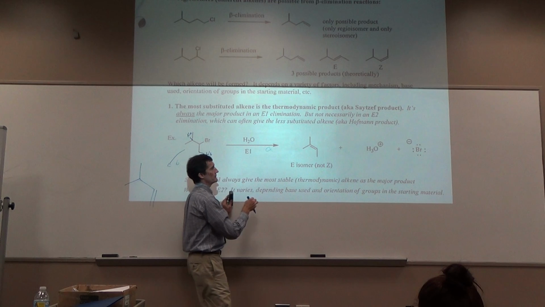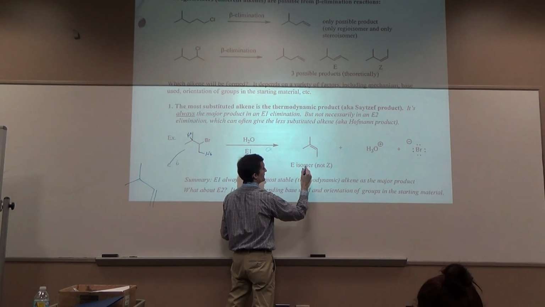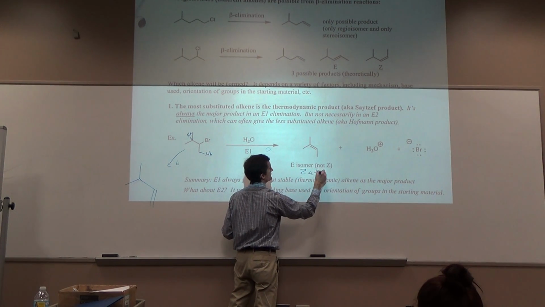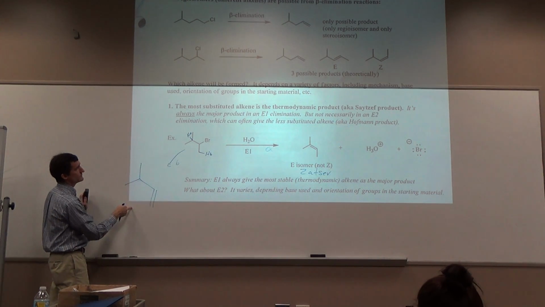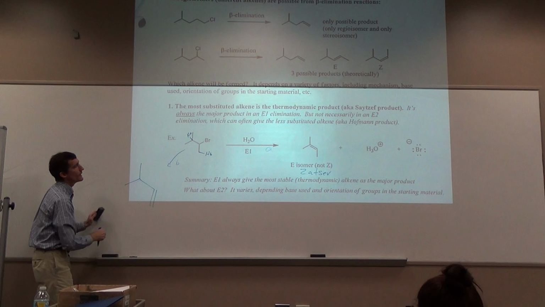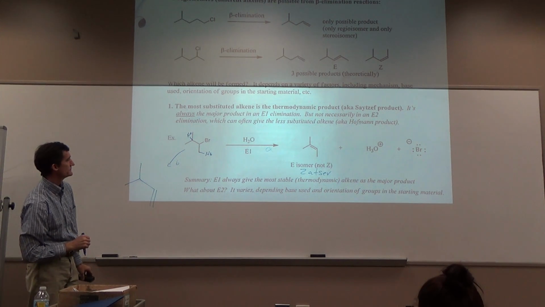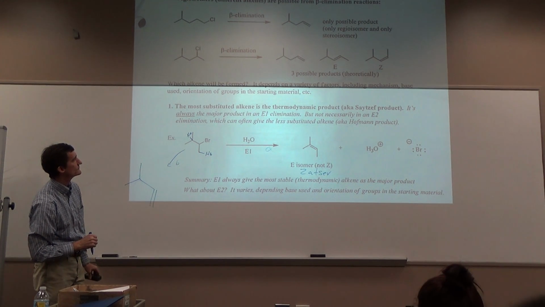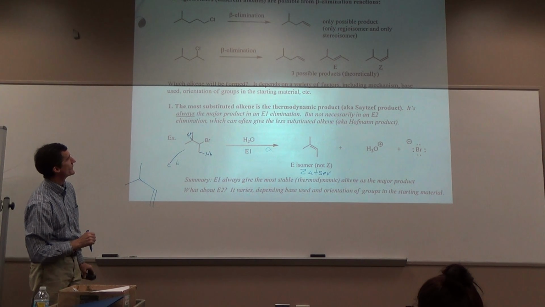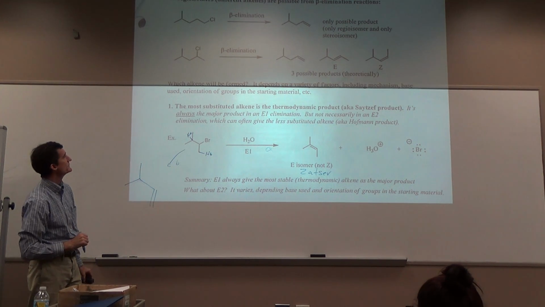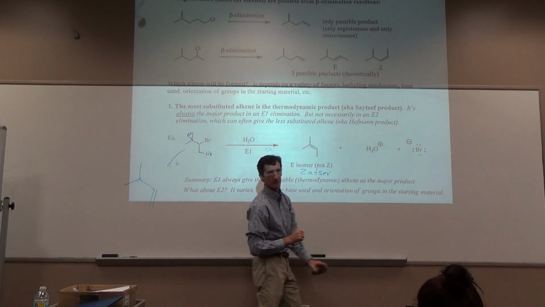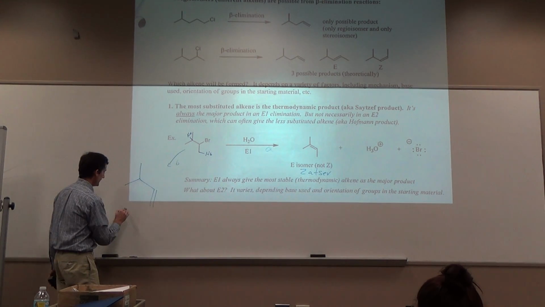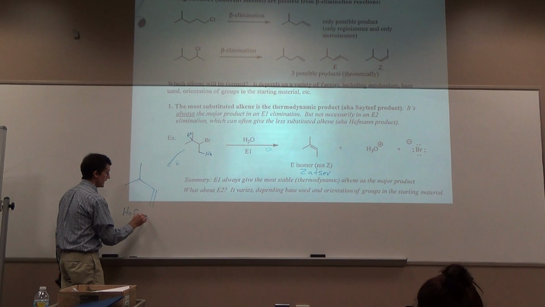In terms of name, this is called what product? Zaitsev. And this one's called what? We haven't named it yet, have we? Hoff. It's up there, but we didn't name it. The less substituted is called the Hoffman product. So this would be Hoffman. It's not the most stable.